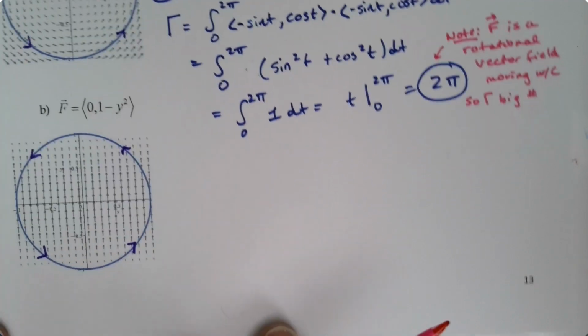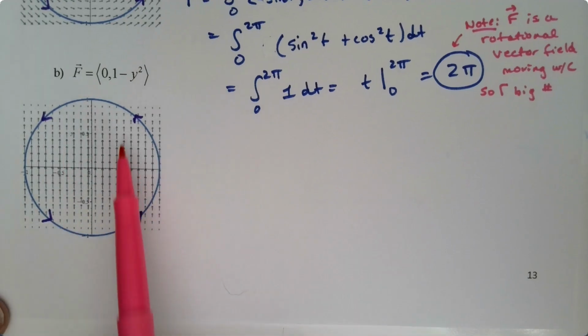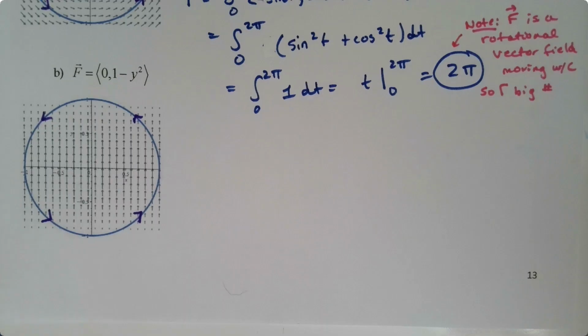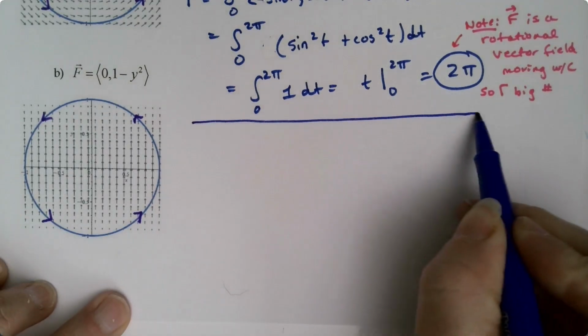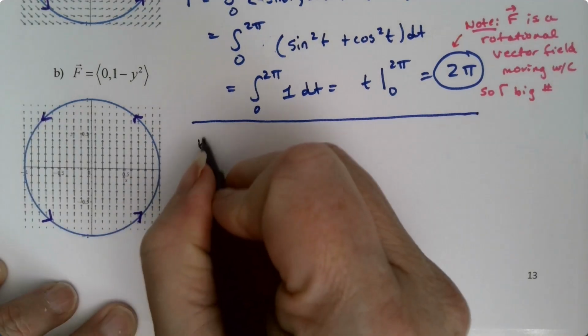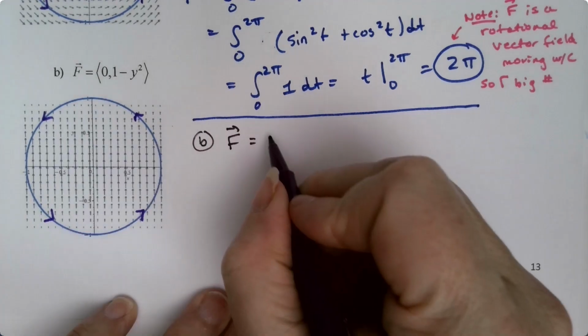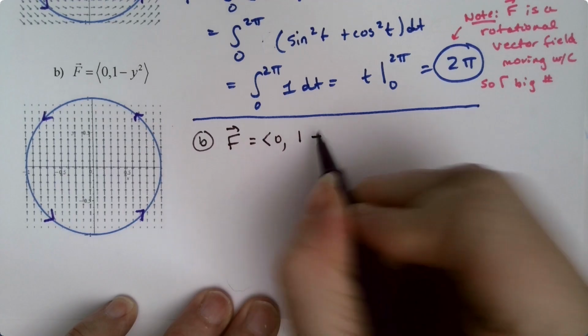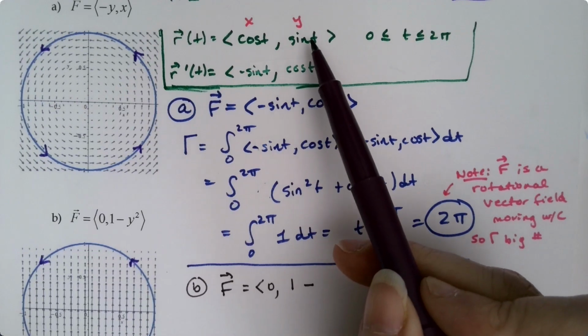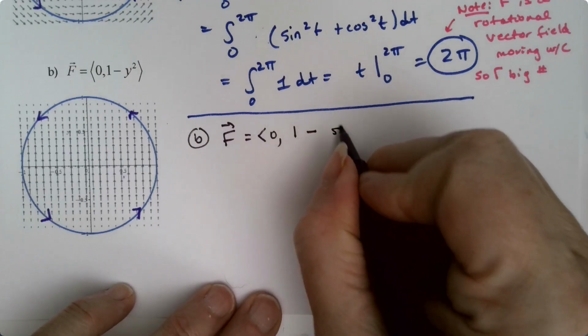Now, what about this one? It's going to be different because it's not moving with the curve. So let's see what happens. Let's look at part B. For part B, our vector field is 0, comma, 1 minus y squared, and y is sine of t. That part hasn't changed because it's the same curve as in part A. So it's going to be sine squared t.